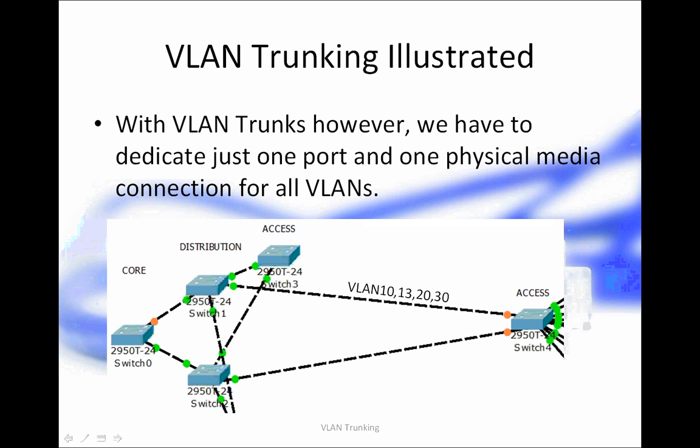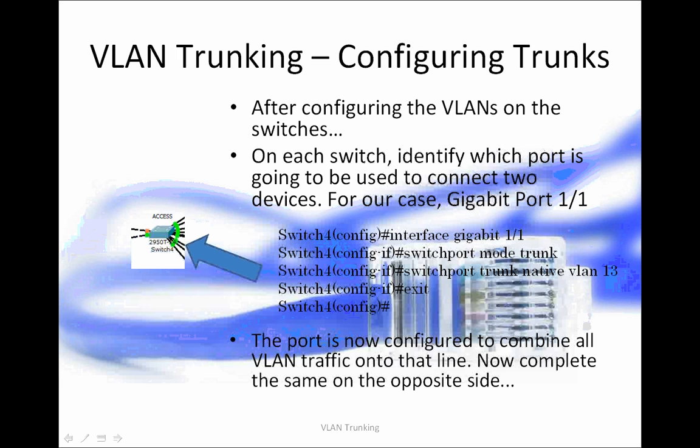Now, here's how to configure trunks. After you've configured the VLANs on this switch using the vlan number and then name commands, we need to identify which ports are going to be used to connect the two devices. For our case, we chose a high-speed port, and for this switch we have gigabit port 1/1. So on the command line, we type interface gigabit 1/1, and that takes us to the config-if interface mode, in which we type switchport mode trunk and enter, which sets that switch port to the trunking mode.